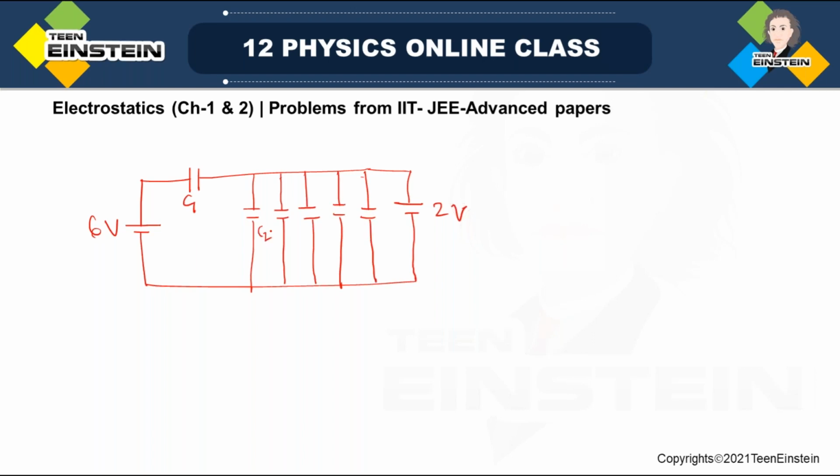That means this is C2, C3, C4. Okay, so 2, 3, 4, 5. I have drawn one extra. Let me just erase that. So C3 and this is C5. Okay.